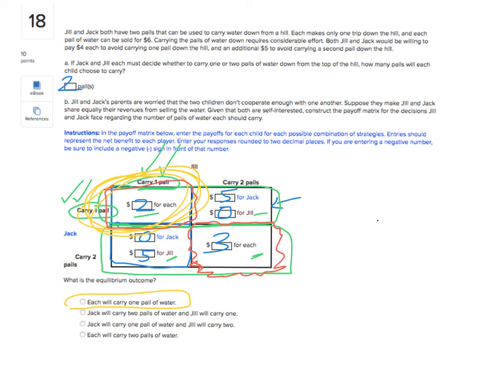So this is that classic Prisoner's Dilemma case. Notice that each has a dominant strategy, and that when each plays their dominant strategy, they end up at a Nash equilibrium that's not the best they could do. If they could cooperate, make a binding agreement to each carry 2, they'd both be better off.